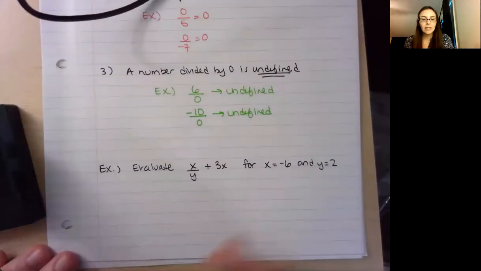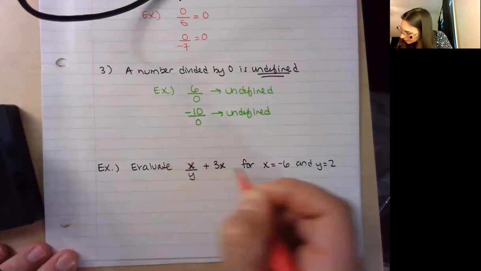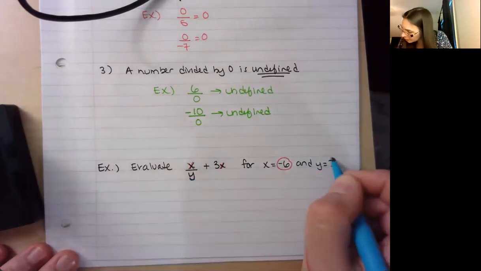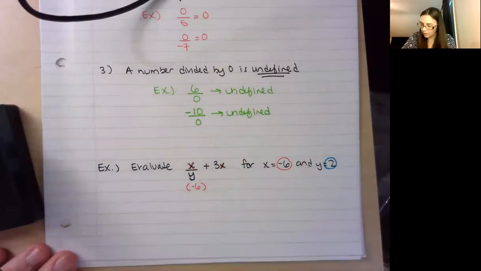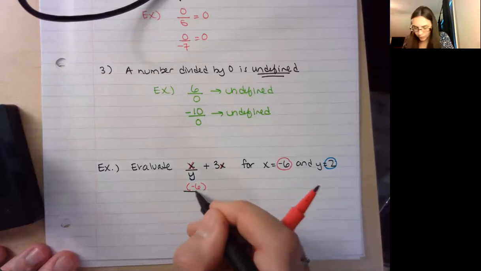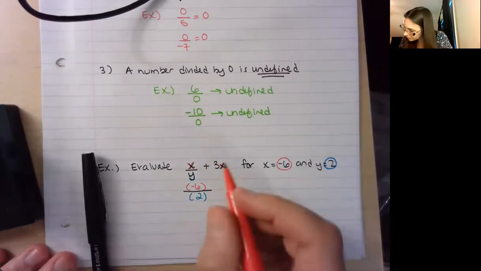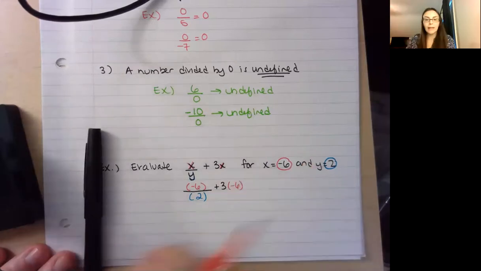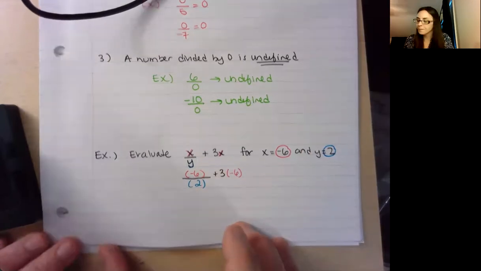So let's evaluate x over y plus 3x for x equals -6 and y equals 2. So anytime I see an x, I let it be -6, and anytime I see a y, I let it be +2. And again, I'm just going to use my parentheses here when I plug things in. And it just kind of reminds me how to deal with everything. So for instance, 3x means 3 times x. So I'm going to multiply there.